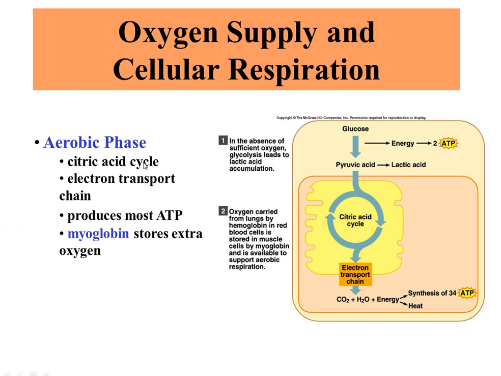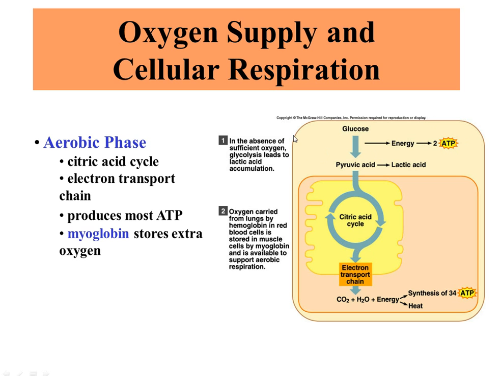Okay, again, the aerobic phase makes the most ATPs. Look at all these ATPs. Aerobic means with oxygen. Anaerobic, without oxygen. This represents a mitochondria, the cristae of a mitochondria. So the citric acid cycle and cellular respiration occur in the mitochondria, but it only happens if oxygen is present.